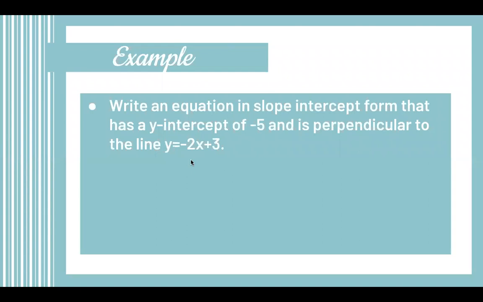So our first example is write an equation in slope-intercept form that has a y-intercept of negative 5 and is perpendicular to the line y equals negative 2x plus 3. So we know for a perpendicular line, we have to have a slope that is a negative reciprocal of that. So a negative reciprocal will give us 1/2 because the slope in this line is already negative, and we just need 1 over negative, so it cancels and becomes 1/2. It already gives us the y-intercept, so we can just plug that in for b in slope-intercept form. So that gives us the equation y equals 1/2 x minus 5.